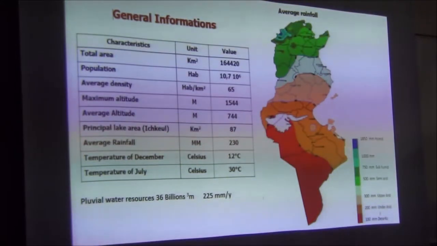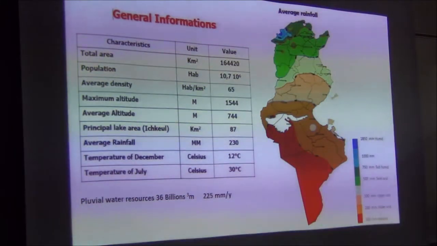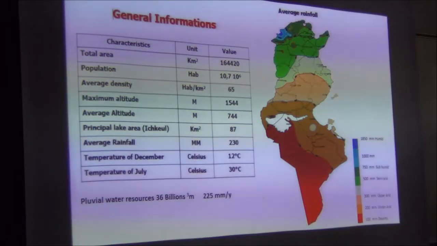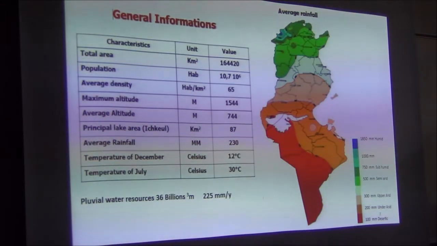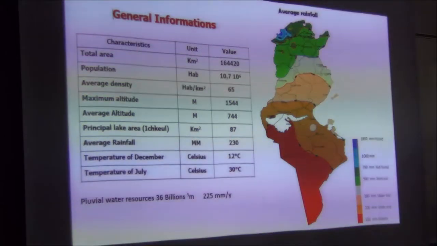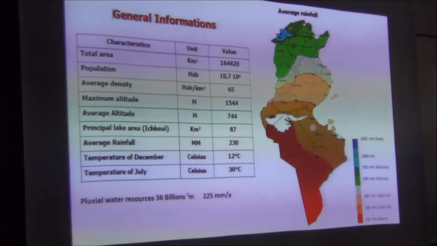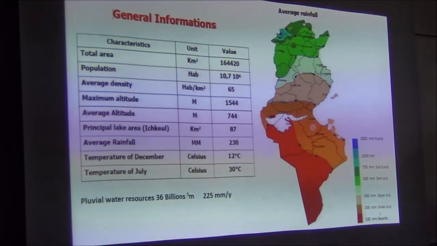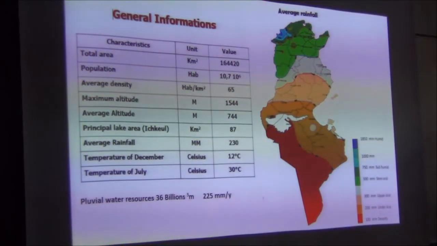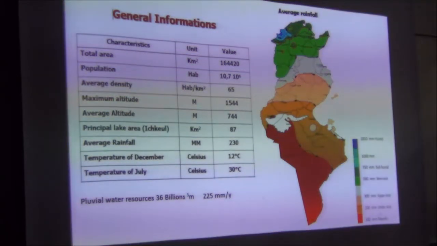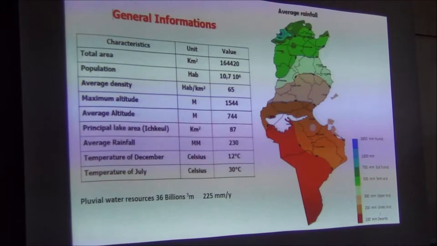from the humid in the extreme north, where we have about 1,850 millimeters of rain per year. After that, we have the subhumid with the dark green color. After that, we have the lower subhumid, the semi-arid, the arid, and in the extreme south, we have desertic climate.